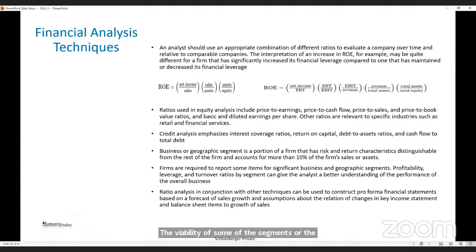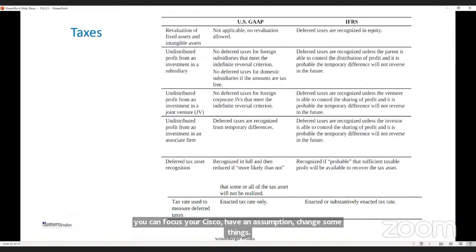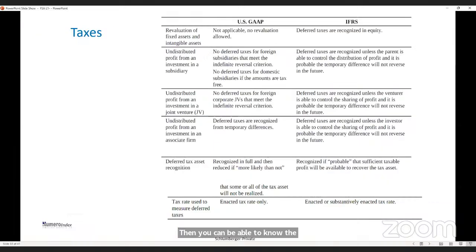That's that. So ratio analysis in conjunction with other techniques can help you construct your pro forma financial statements. Then you can forecast your sales growth, make an assumption, change some things. Then you can know the future prospects of the company that you want to invest in. Now, the next one is taxes.